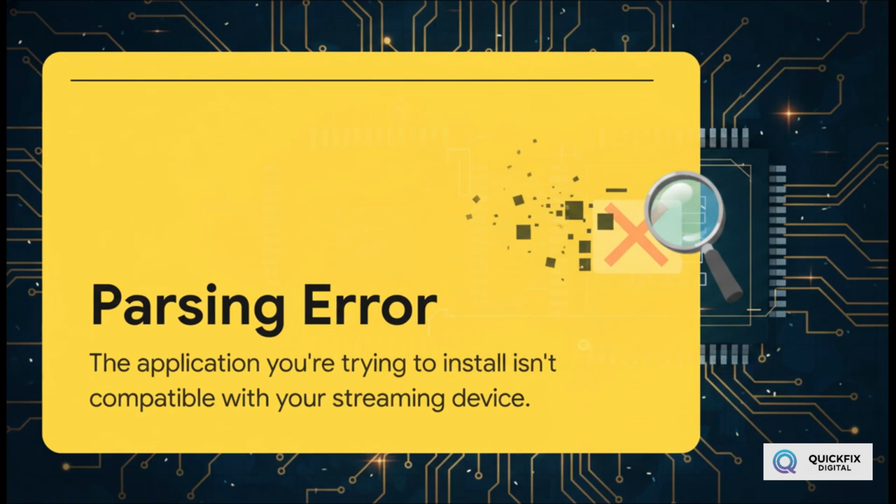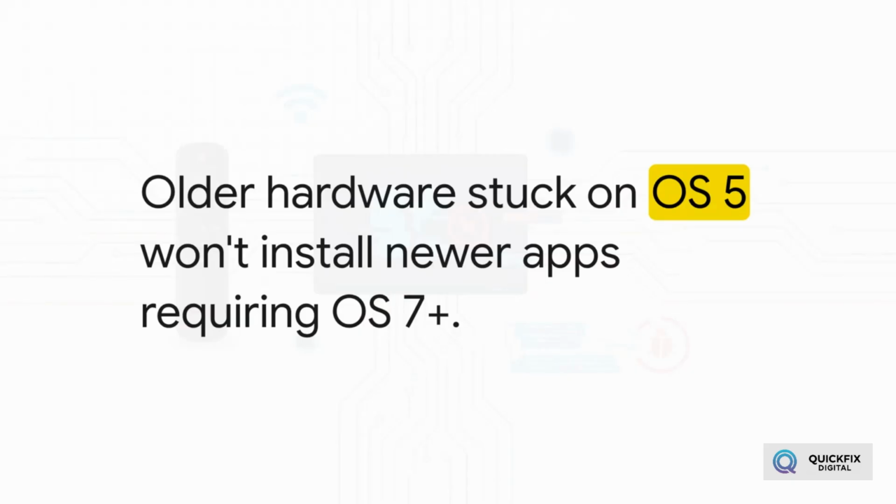What about a parsing error? That basically means your older hardware is totally rejecting newer app codes. Yeah, older devices stuck on OS 5 will usually fail. Newer streaming apps strictly require OS 7 or higher.